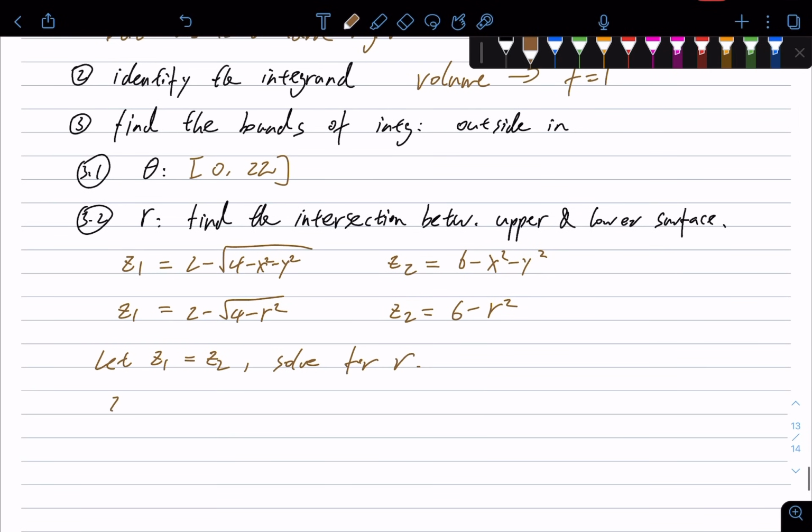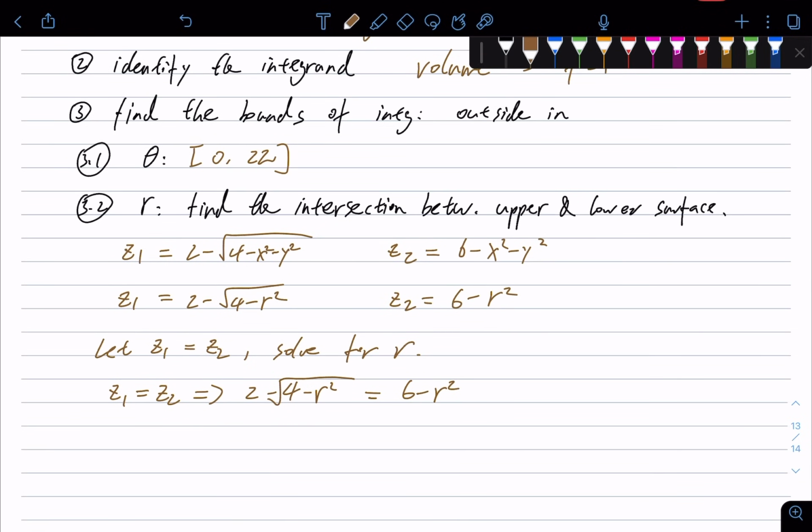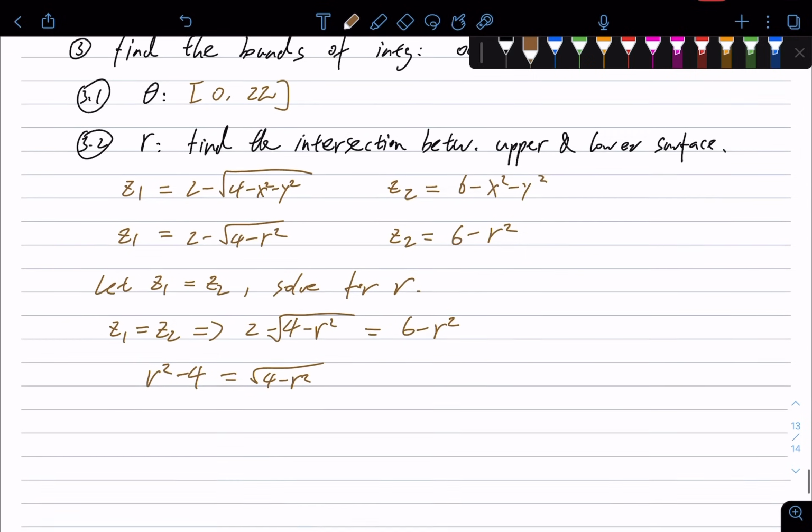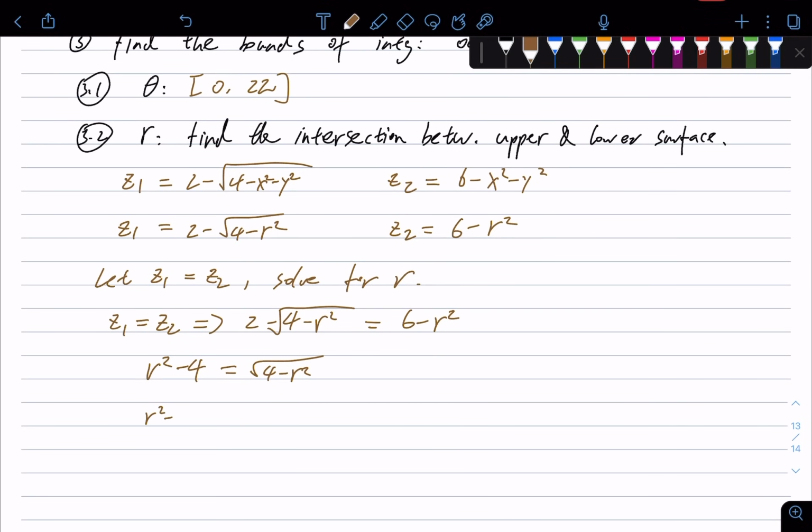So z1 equals z2, which gives us 2 minus the square root of 4 minus r squared equals 6 minus r squared. All right, let's go ahead and rearrange stuff a little bit. So we're going to have r squared minus 4 equals 4 minus r squared, and I'm going to square both sides. R squared minus 4, squared, equals 4 minus r squared.